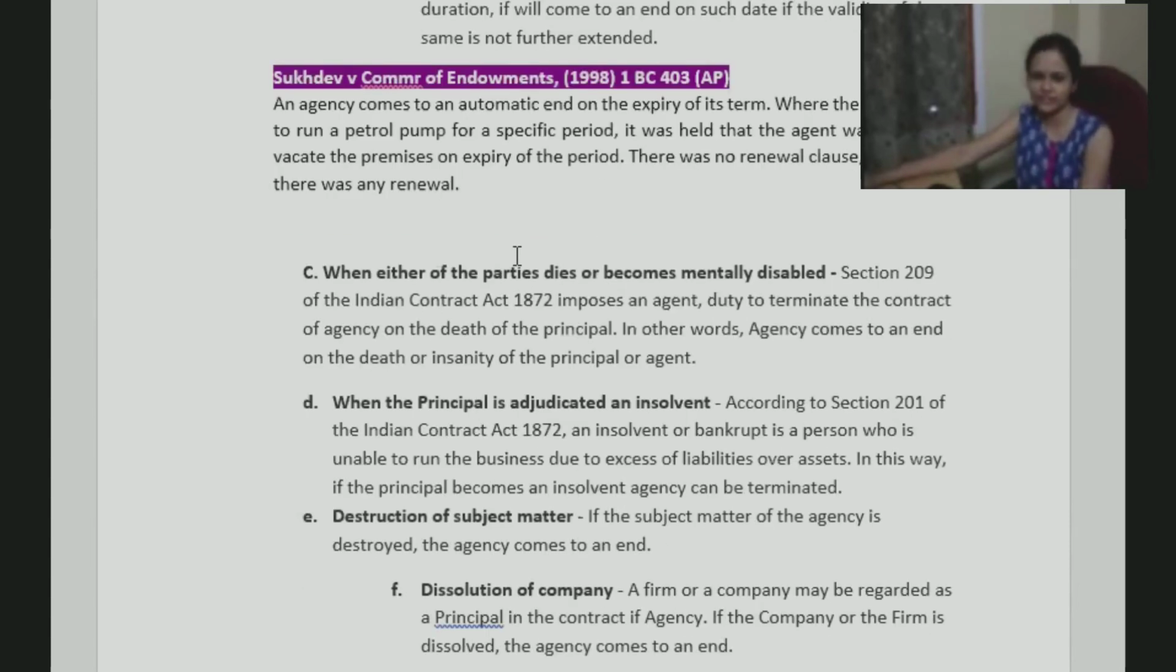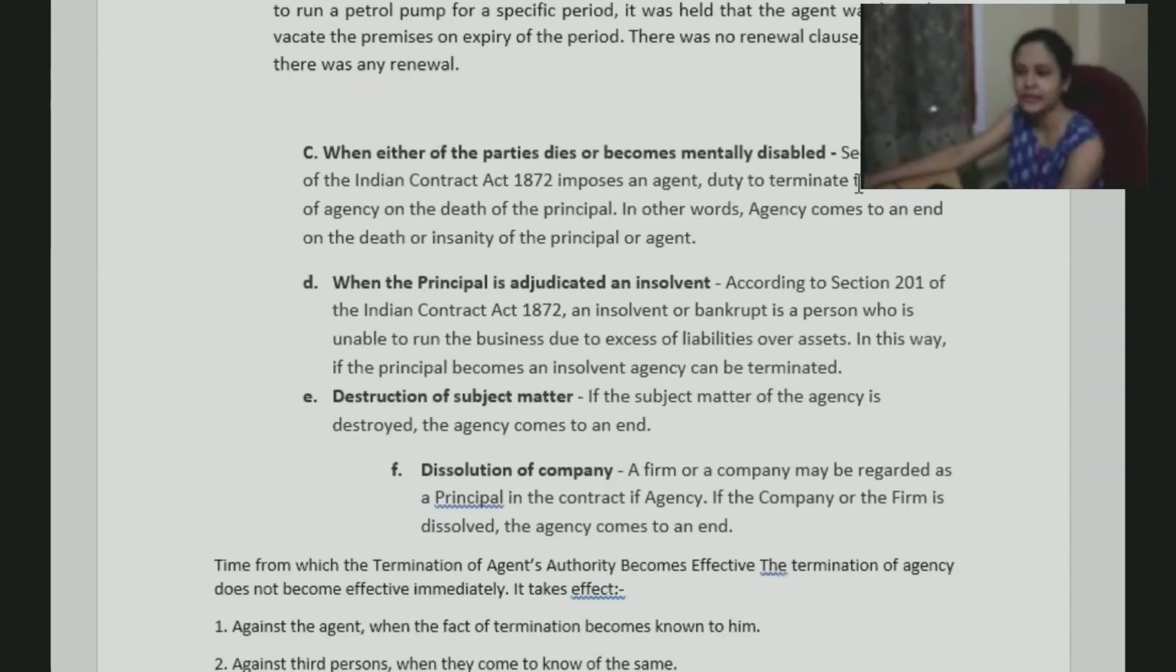So those two things are there. Whatever is mentioned in the agreement, based on that we have these provisions. Then, when either of the parties dies or becomes mentally disabled: while discussing the eligibility of parties who are competent to contract, or who are competent to appoint an agent or be a principal, we have seen that parties should be mentally sound, and obviously parties should be alive to perform their rights and duties. So that again is a common sense thing.